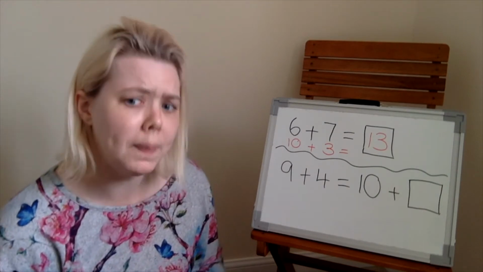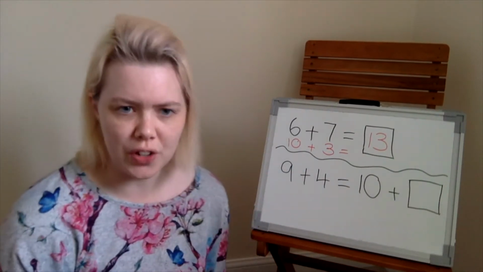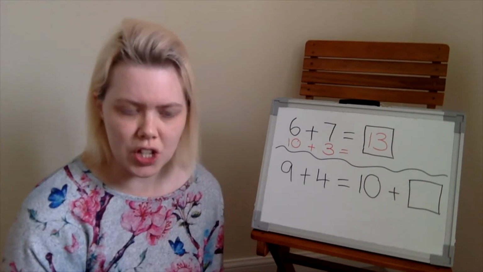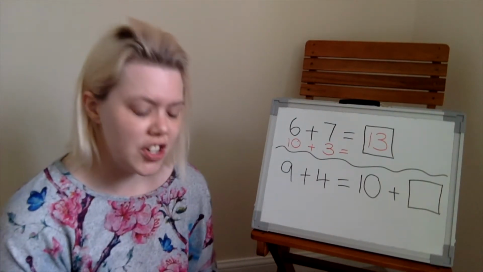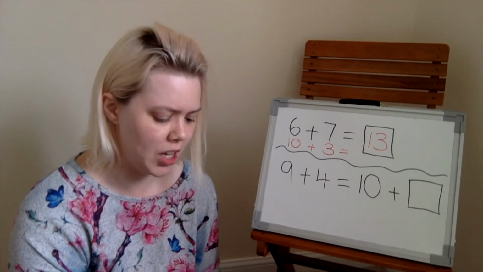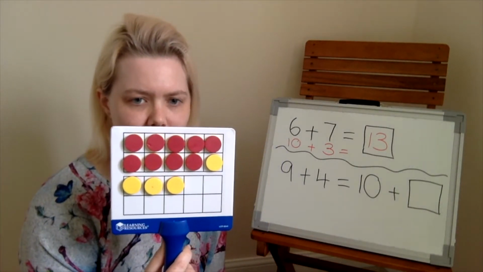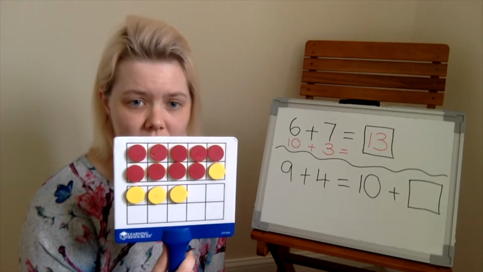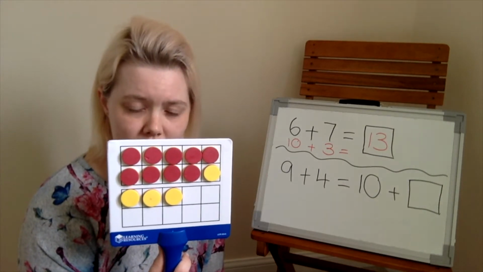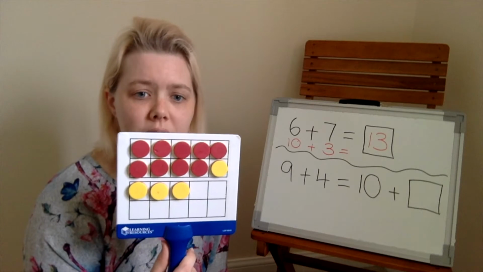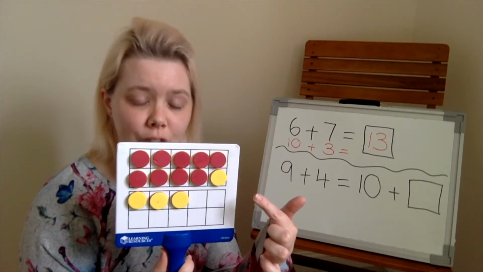Okay, so now I'm going to look at this question. Now, it's the same sort of thing as the first one. So we've got 9 add 4. So I've got my 10 frame again. So I've got 9 red counters and I've got 4 yellow counters. Okay, so I've got 9 add 4.